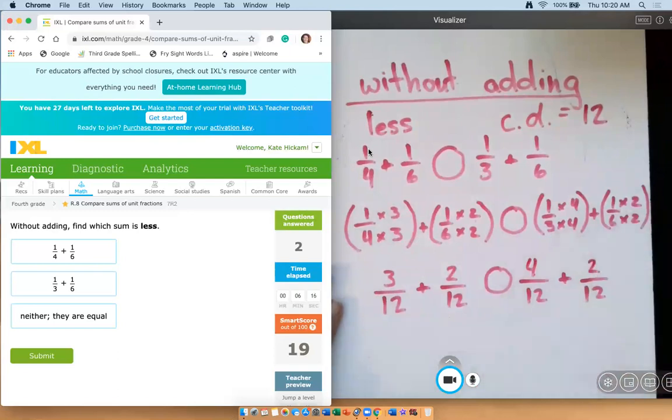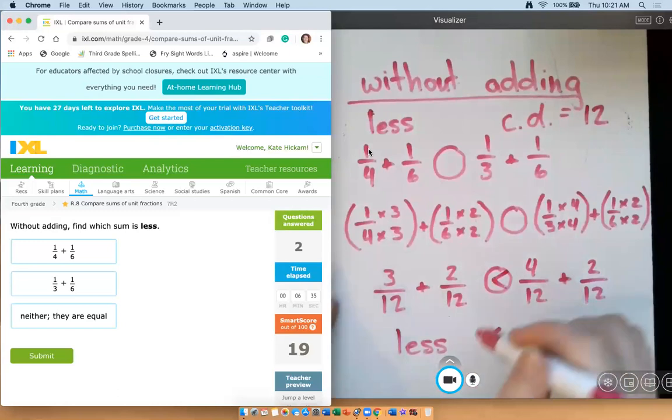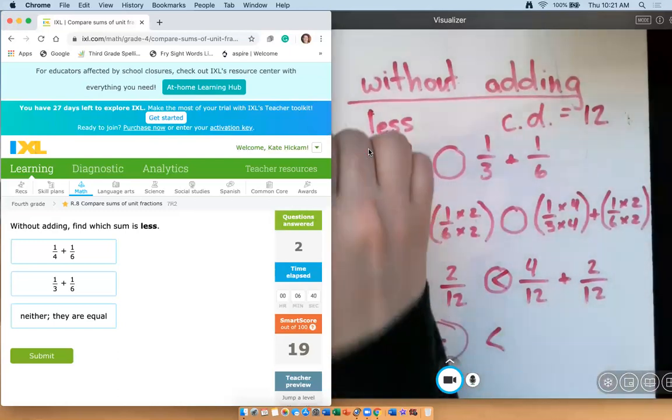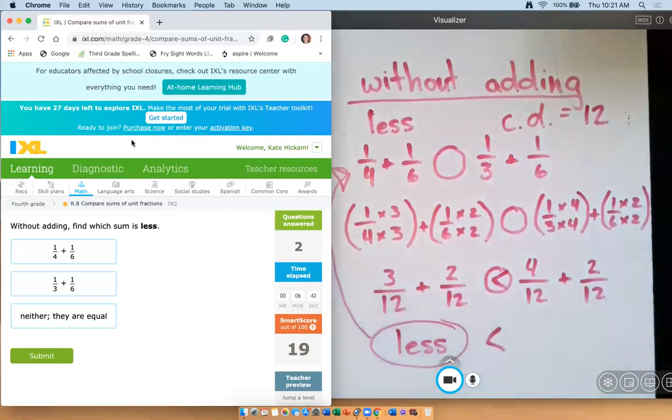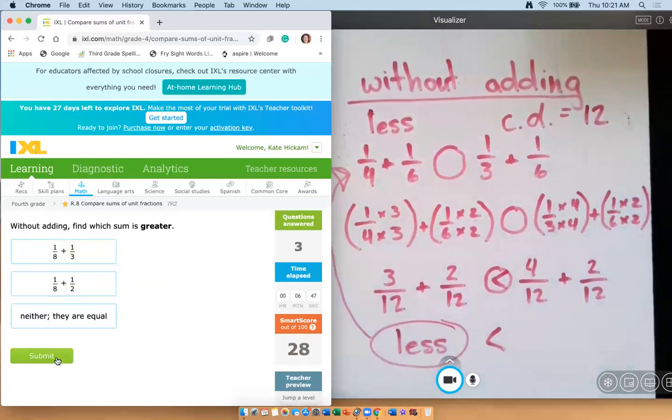So I just have to know what equals what. Well, this equals 5, and this equals 6. So that tells me right there that this one is less than this one. So I gotta go back up and look for the stuff that is on this side, my original equation. So it's 1/4 plus 1/6. I find it here. I click submit and I'm ready for my next problem.